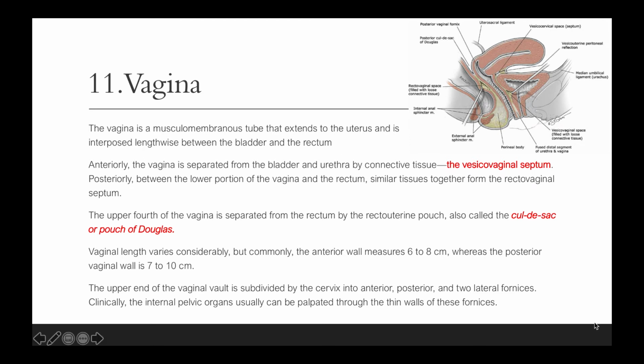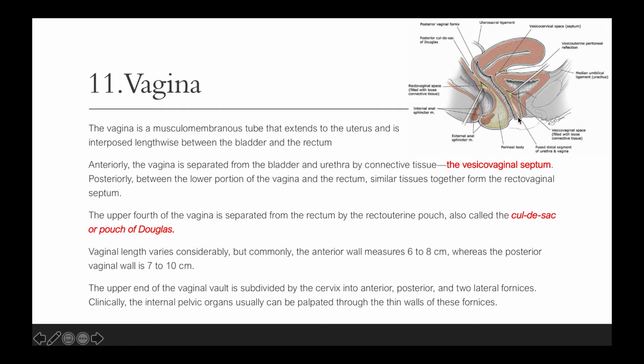So, the vagina is a musculomembranous tube, as you can see here. It's a tube-like structure that is musculomembranous and extends to the uterus and is interposed lengthwise between the bladder, so this is the bladder, and the rectum. So, this will be the rectum. Okay, so it's located between the bladder and the rectum. Anteriorly, the vagina is separated from the bladder and urethra by a connective tissue which we call the vesicovaginal septum. So, this will be the vesicovaginal septum.